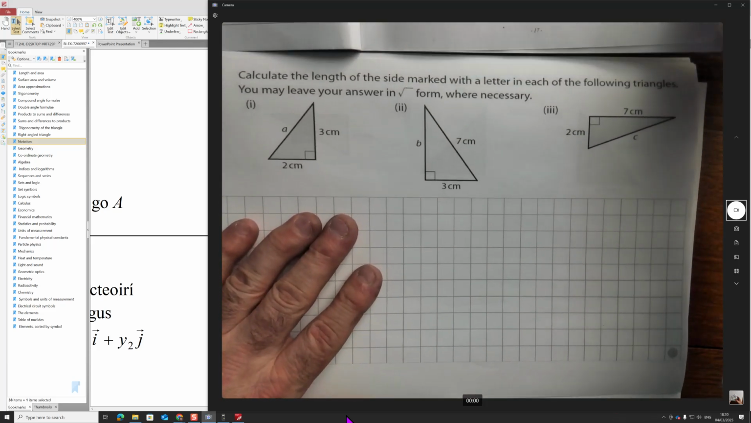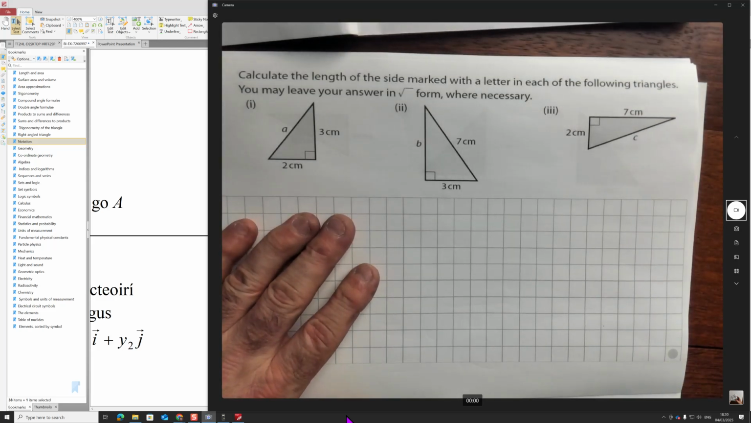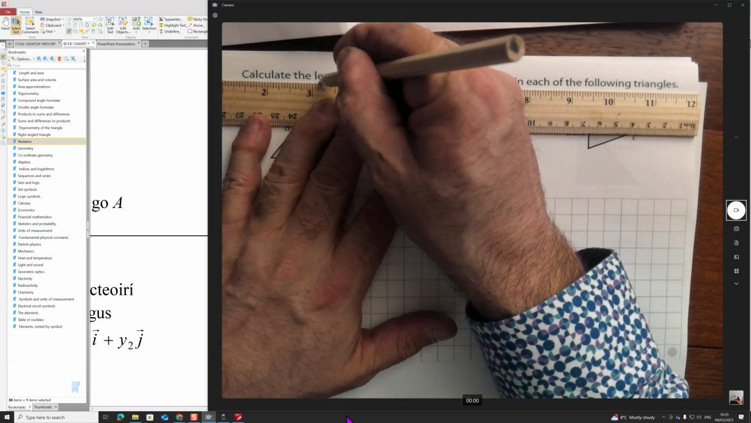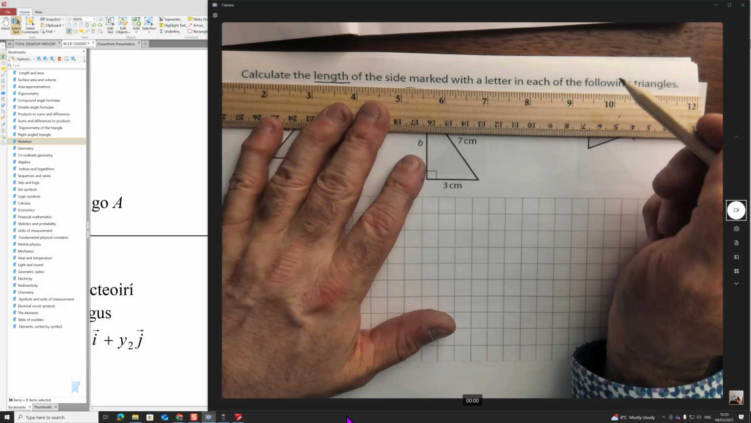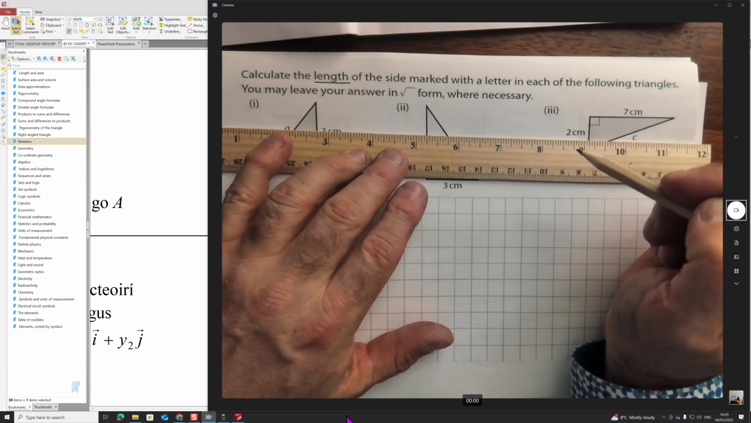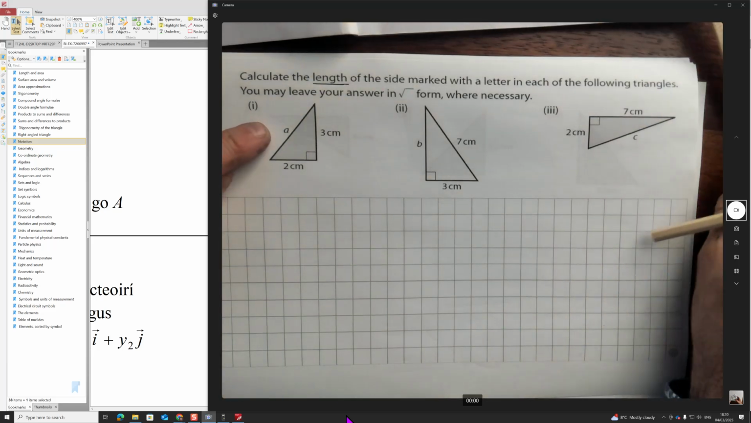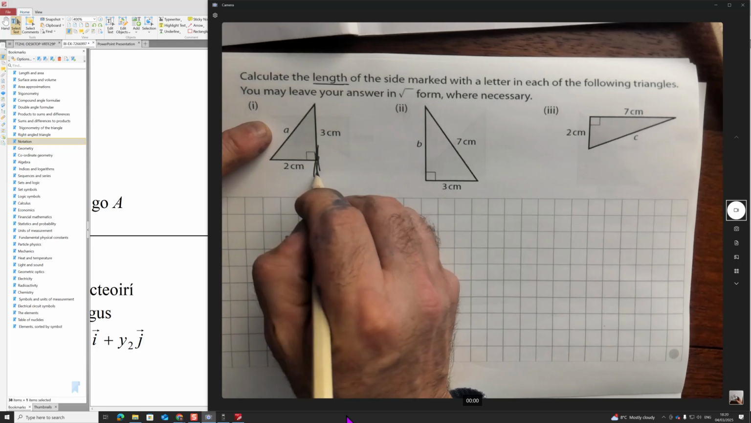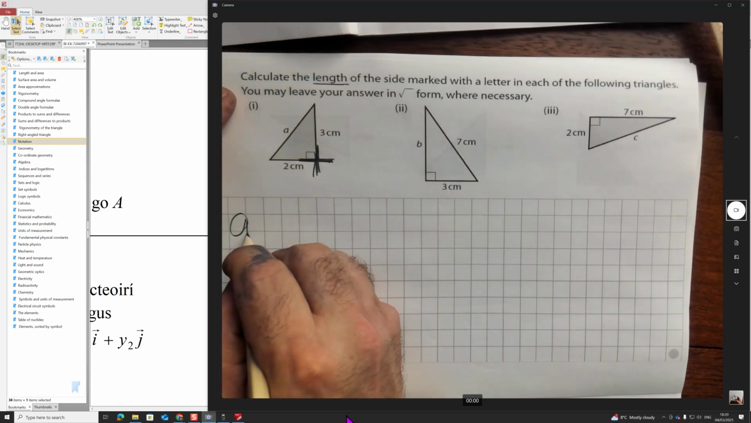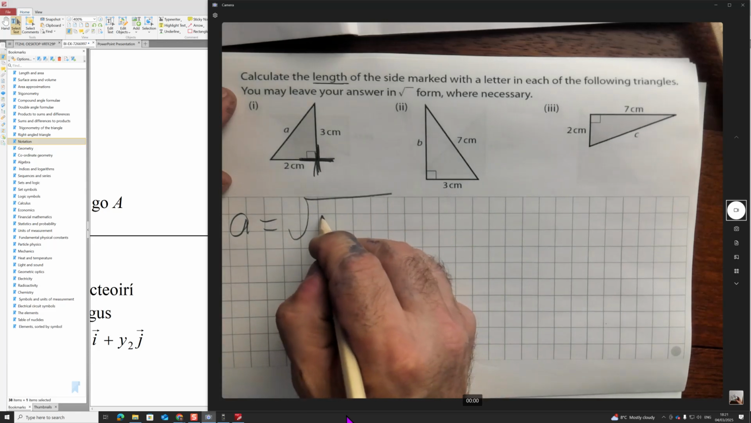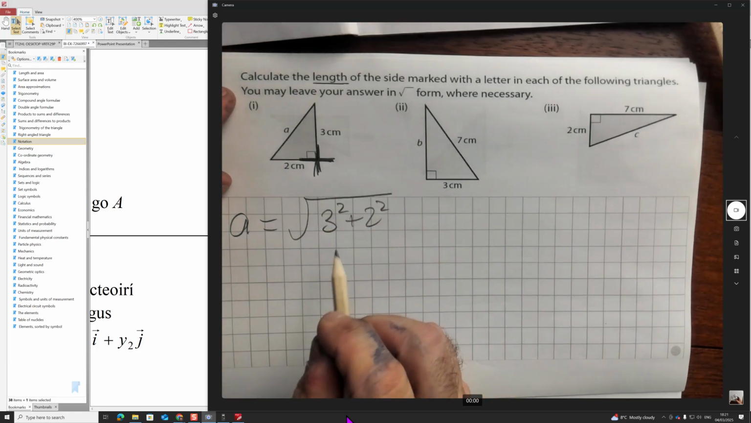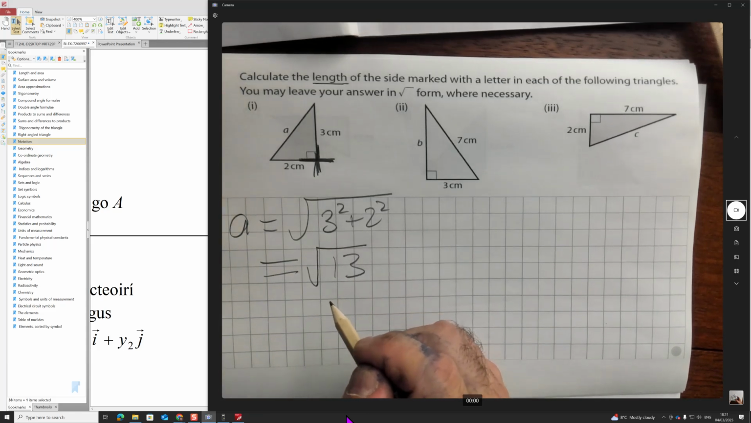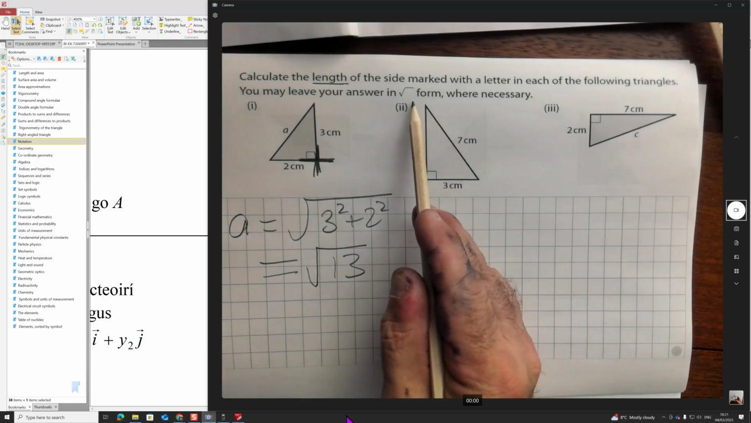Reading now for understanding. Where's my ruler? I'm going to go like this. Calculate the length, underlining our keyword here, of the side marked with the letter in each of the following triangles. So length A we will get with a plus. You can kind of draw in your plus here. A equals the square root of, let's put the big square first, then the small square because we can, and that's equal to the square root of 13. And look, they have said leave it in square root form.